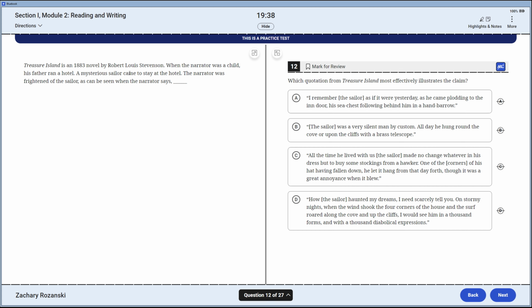I want to illustrate a claim again. The narrator was frightened of the sailor. And I want the notion of frightened. I remember the sailor as if it were yesterday. He came plodding into the door. I guess plodding into the door?